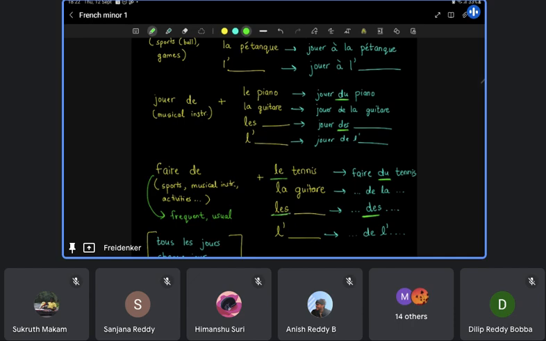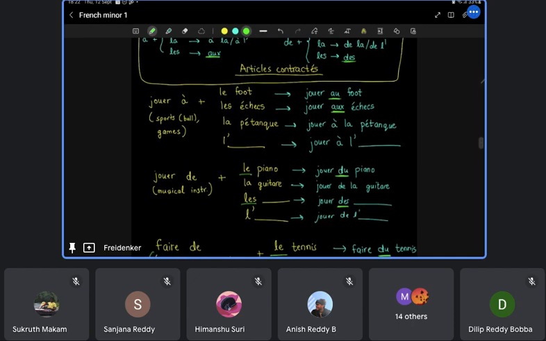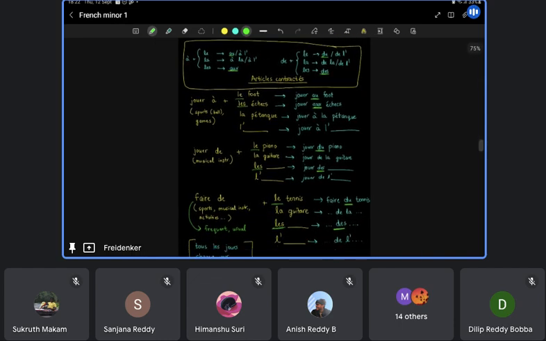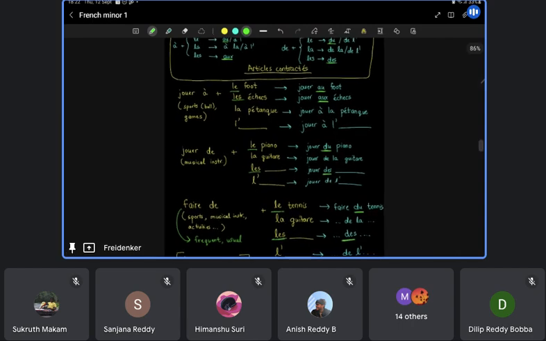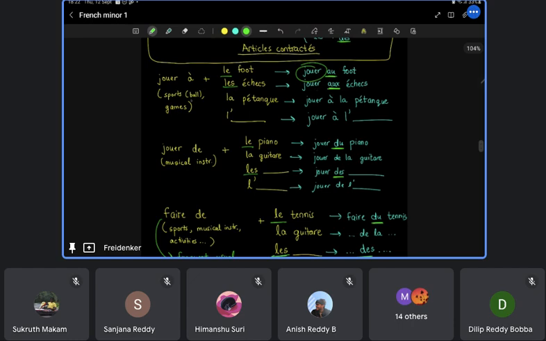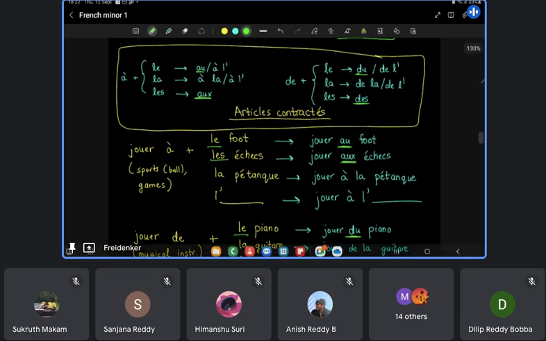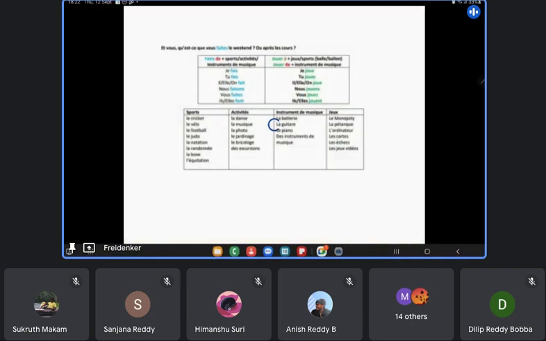Le and les, le, les. The contraction appears only at these places. So this is basically the entirety of your contracted articles. If you follow these rules, and theoretically, if you know the conjugations of jouer and faire, and if you understood how contracted articles contract, then you're supposed to be able to solve any question on contracted articles.